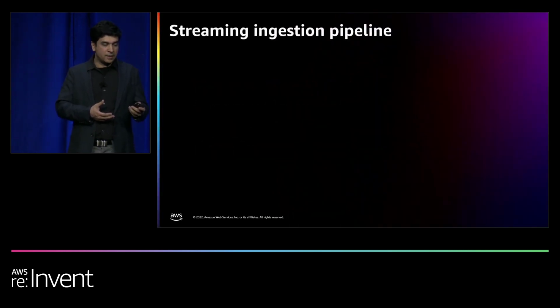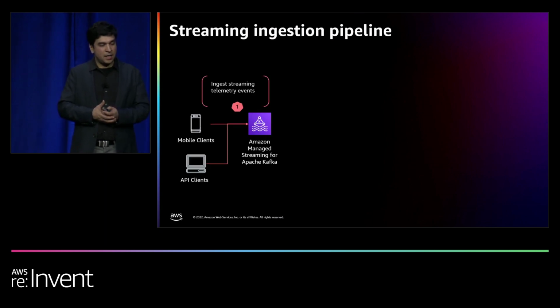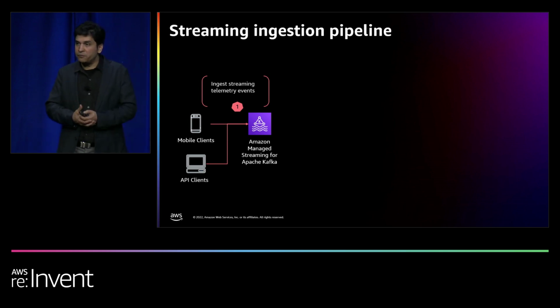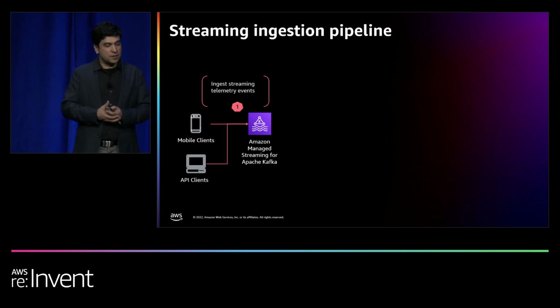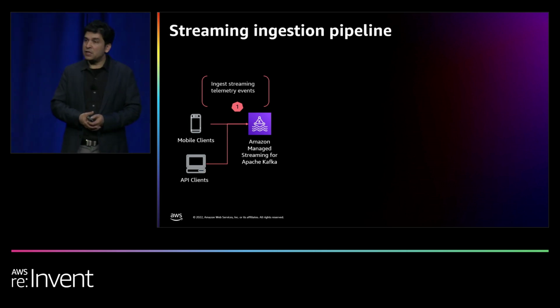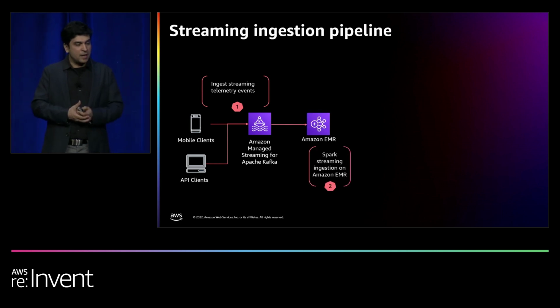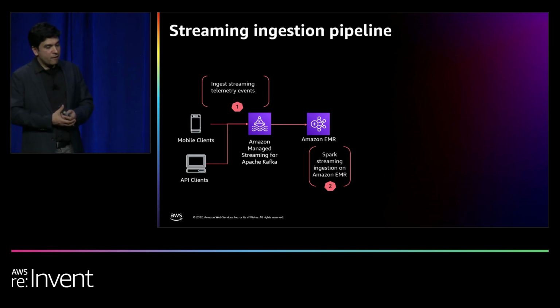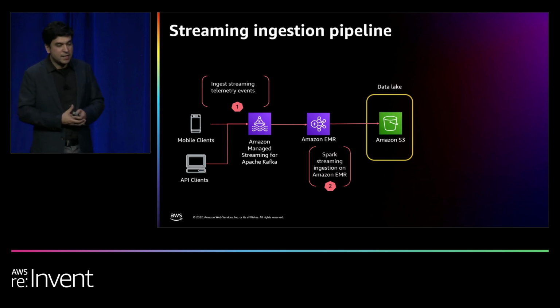So let's look at a typical use case for a streaming ingestion pipeline and see what problems emerge from such use cases. Here we have mobile clients and API clients emitting, let's say, telemetry events, and it goes into some kind of streaming service. So let's say Kafka. It could be Kinesis as well. And then you have Spark streaming that reads from Kafka, and then moves it to the next tier, which can be a data lake in S3.